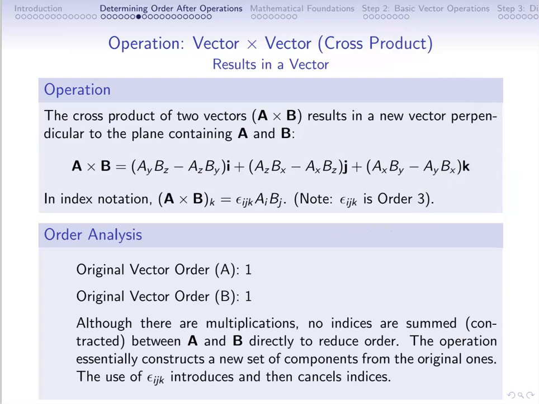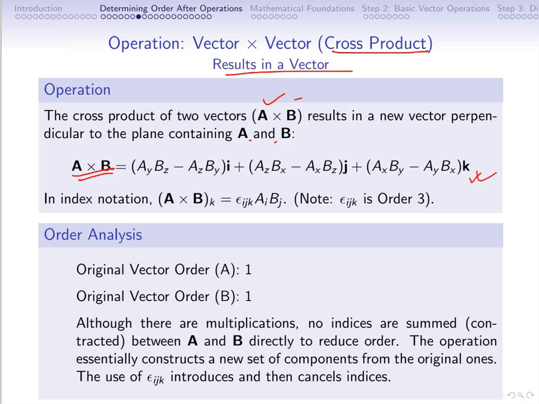Now vector cross vector, the cross product. That will result in a vector. The cross product of two vectors a cross b results in a new vector perpendicular to the plane containing a and b. So when we do that cross product, we will get the new vector.